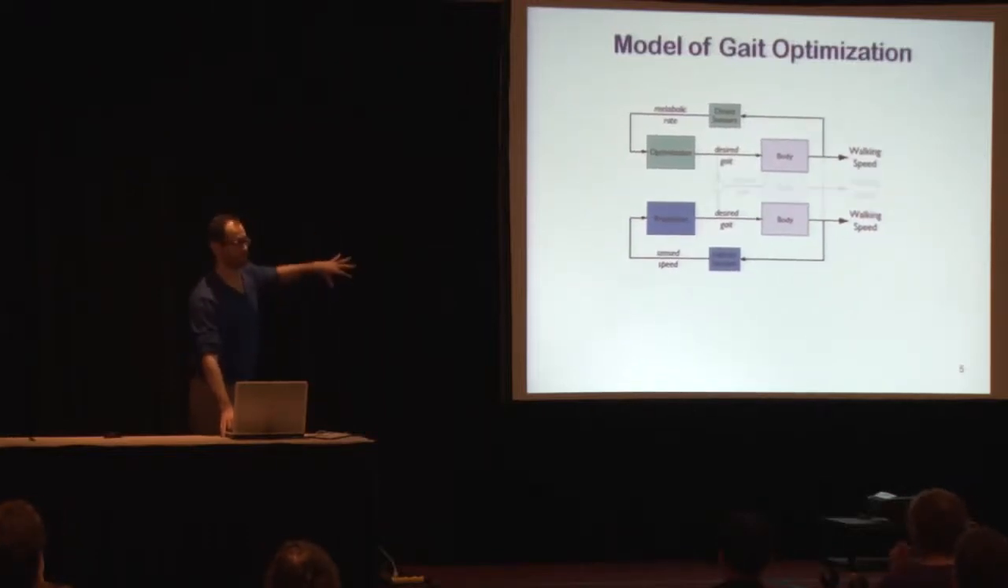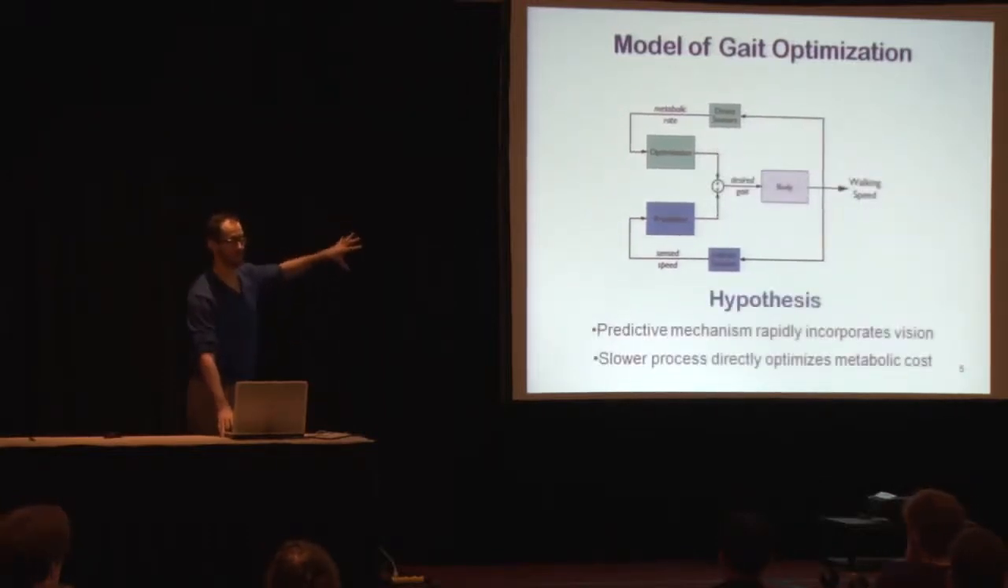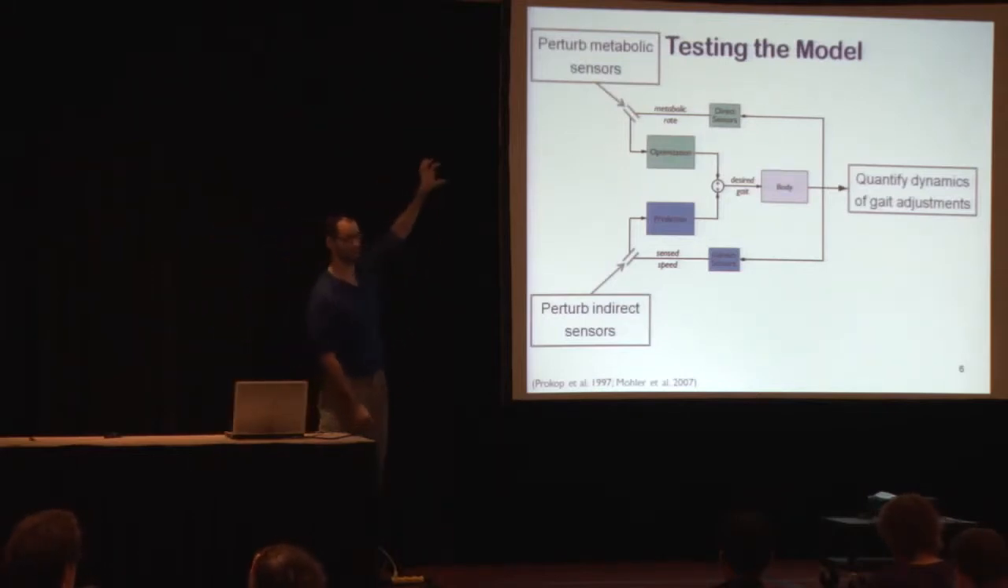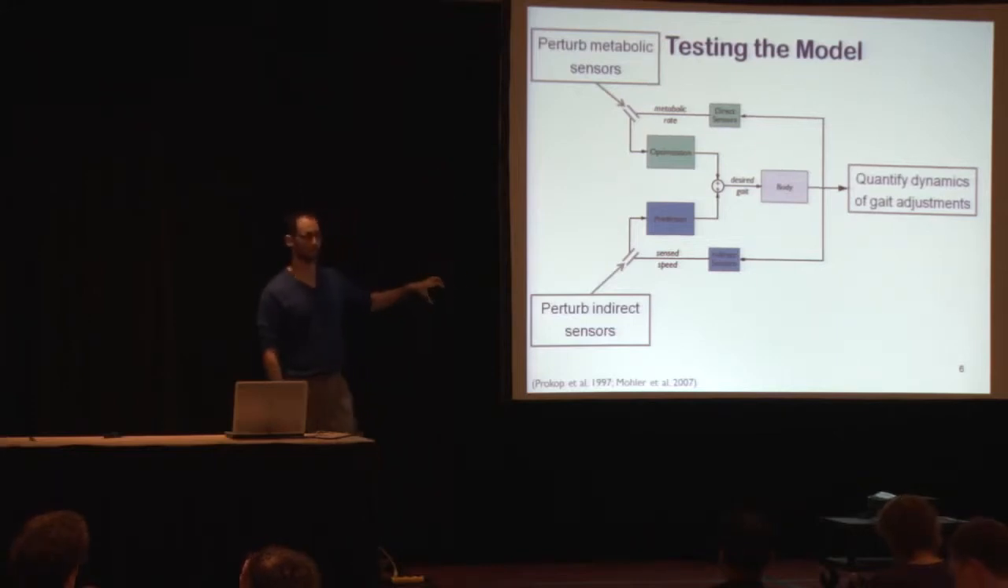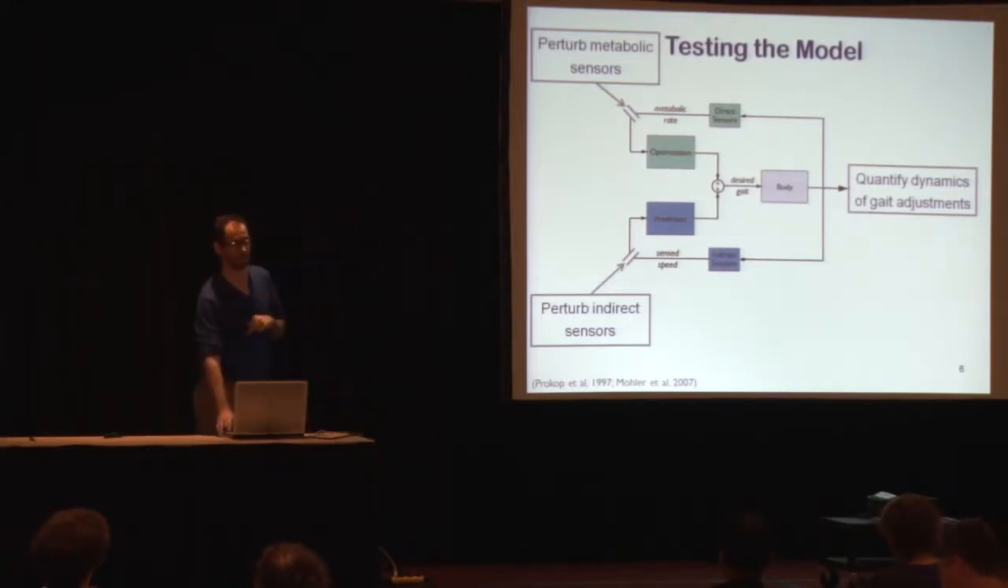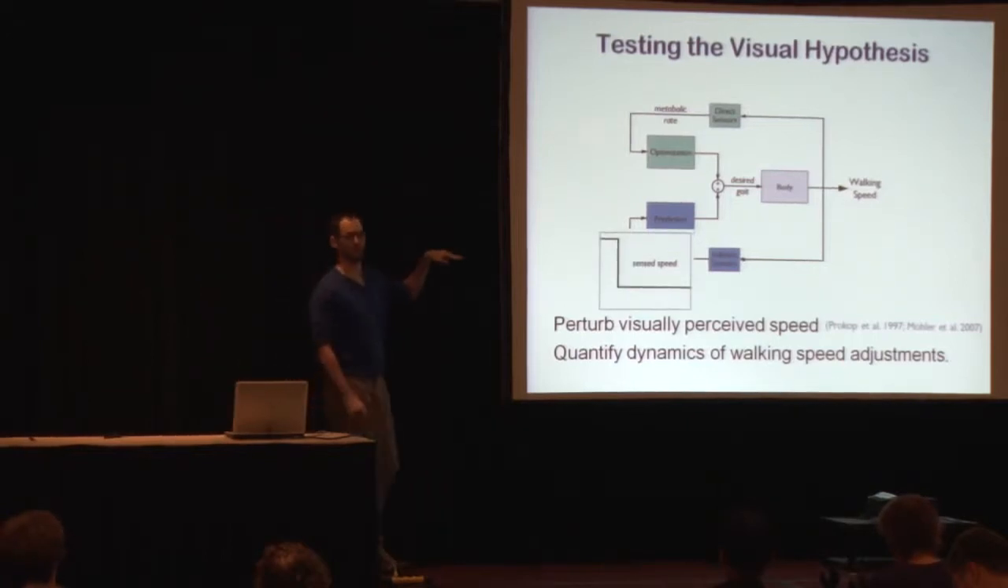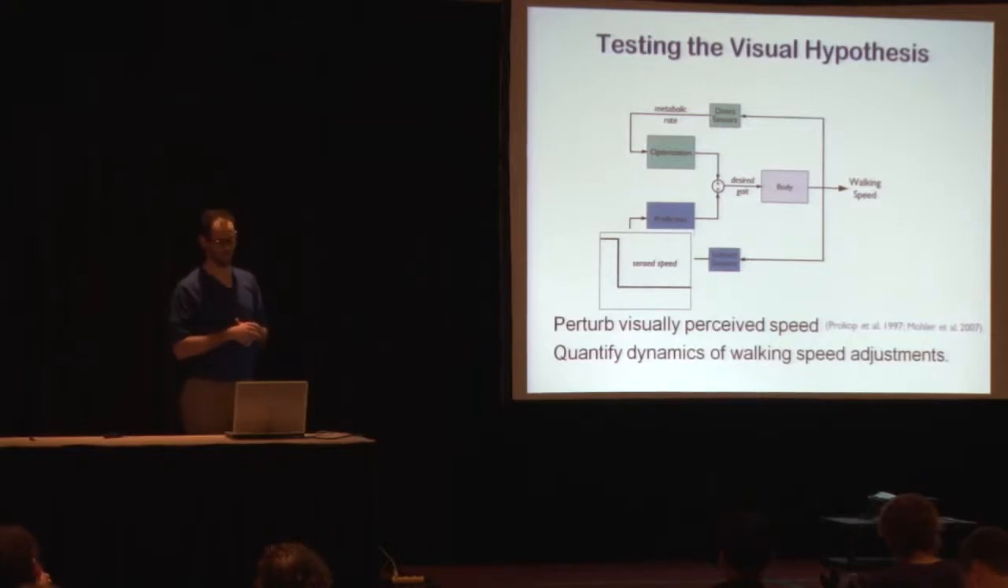But the general hypothesis is that we're using these two systems in parallel to best make gait adjustments and find optimal speeds. How are we going to test that? Well, we're going to try to perturb the sensory components of these processes. So we're going to perturb the metabolic sensors, we're going to perturb indirect sensors, and then quantify gait adjustments. Okay, so let's start with vision. We want to perturb vision and give someone the false sense that suddenly they're walking at a different speed than they actually are. And then if they use this information to adjust their walking speed, then we should see some gait changes.